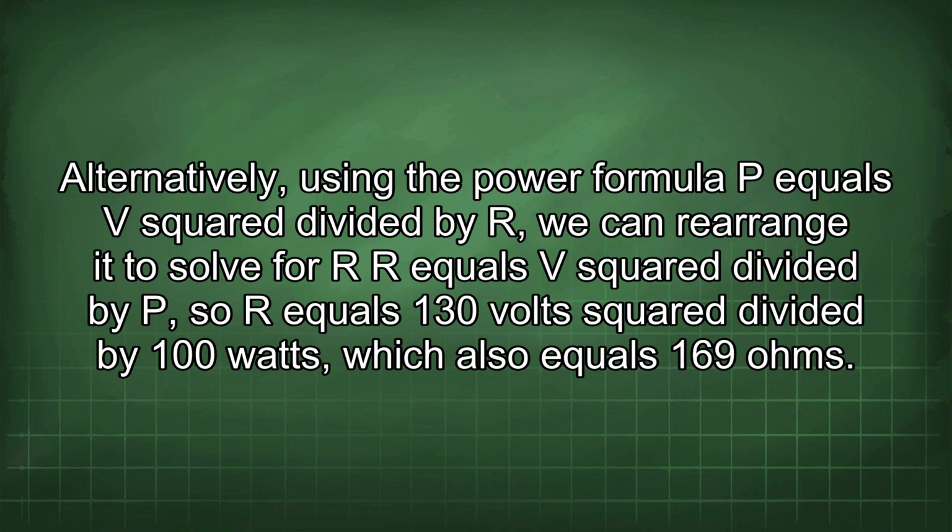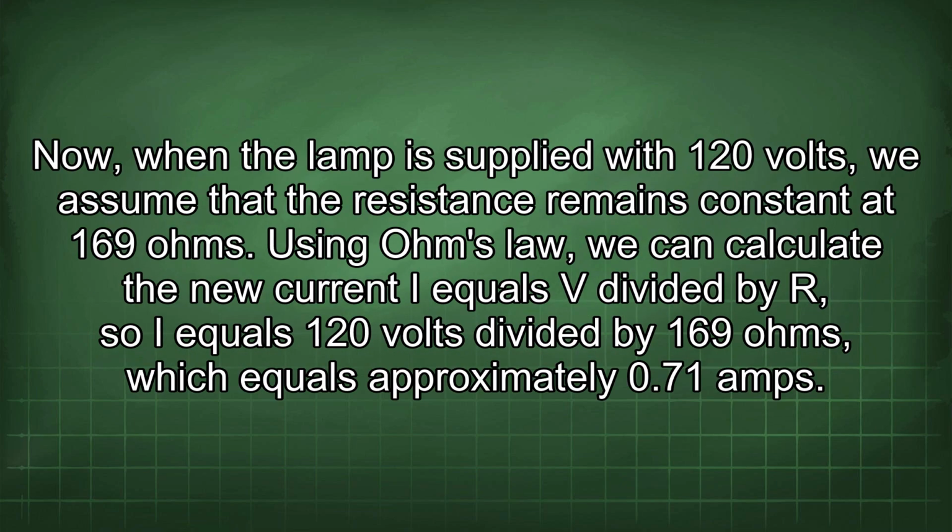Alternatively, using the power formula P equals V squared divided by R, we can rearrange it to solve for R equals V squared divided by P, so R equals 130 volts squared divided by 100 watts, which also equals 169 ohms. Now, when the lamp is supplied with 120 volts, we assume that the resistance remains constant at 169 ohms. Using Ohm's law, we can calculate the new current: I equals V divided by R, so I equals 120 volts divided by 169 ohms, which equals approximately 0.71 amps.